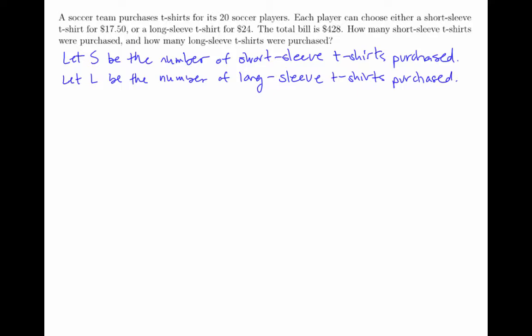Now that we have our variables defined, we're going to look to write two equations using these two variables. We'll go back to the information given to determine each of these equations. The first one is going to be based on the total number of t-shirts purchased, which we know, since each player chooses one, and there's 20 players, that the total for S and L, the number of short-sleeve t-shirts and the number of long-sleeve t-shirts, needs to be 20. So our first equation we can write as S plus L equals 20.